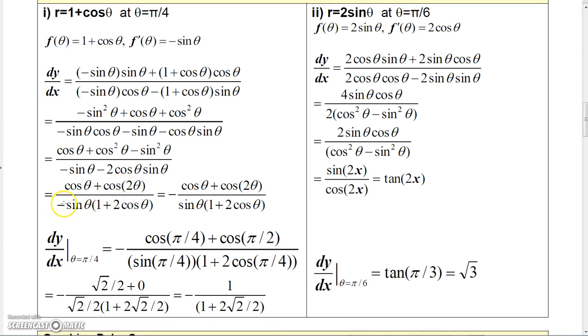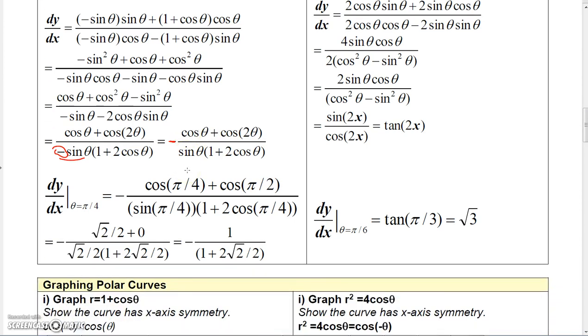And then I factored a minus sine theta out of here, and that gave me a minus sine theta here, and it left me with 1 plus 2 cosine theta on the inside. And then I took that minus and I just put it in front of the fraction. And so now I need to evaluate this at pi over 4.